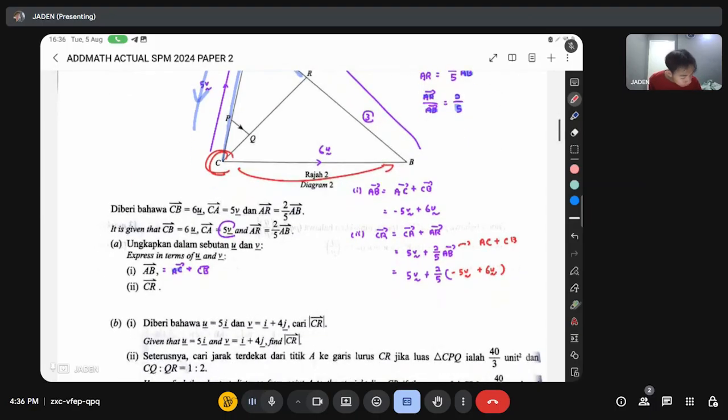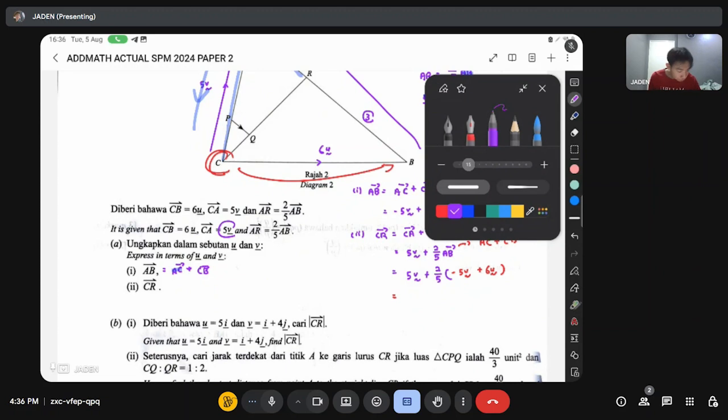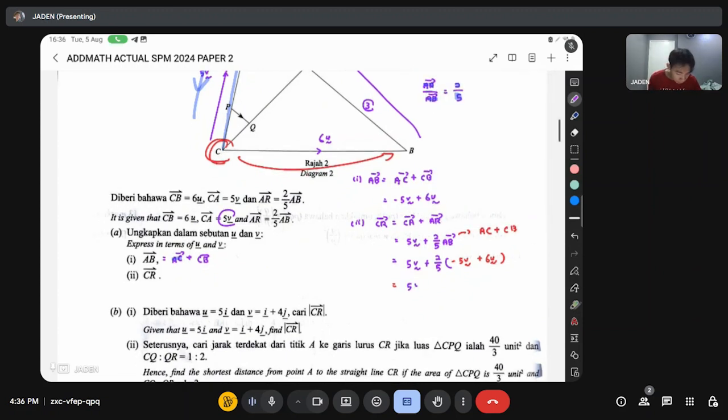Next up, we will expand the equation. So this is 5V minus 2V, and then plus 12 over 5U. If you do 5 minus 2, you get 3V, 3V plus 12 over 5U. And that is the end for A1 and 2, AB and CR. Consider taking some time to write it down for A1 and 2.